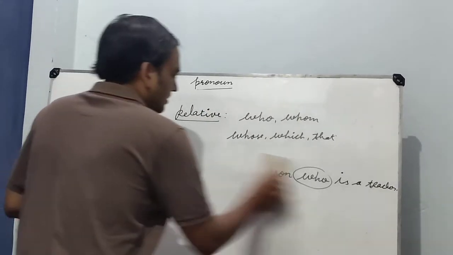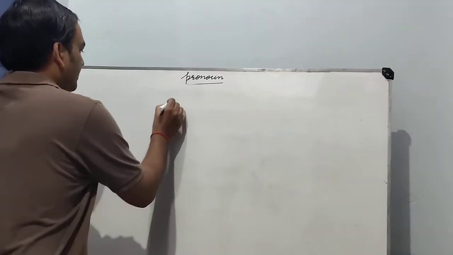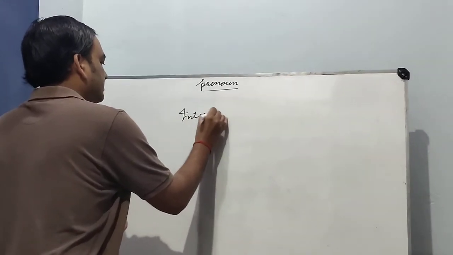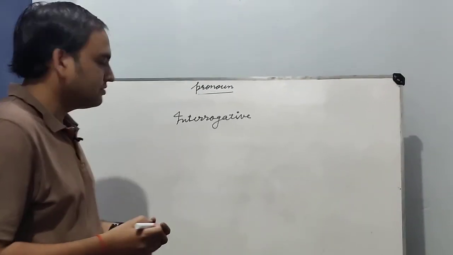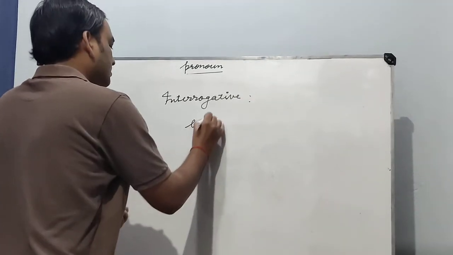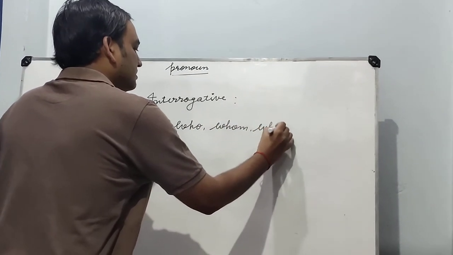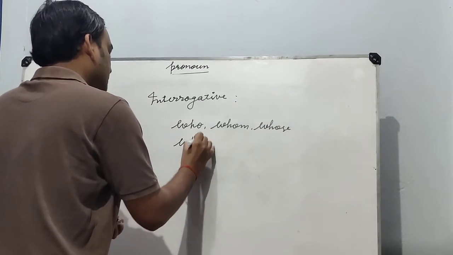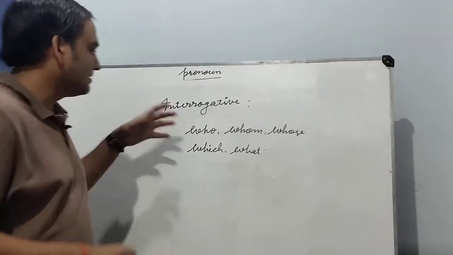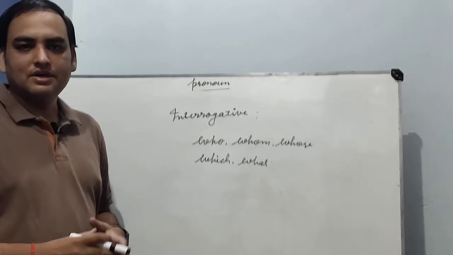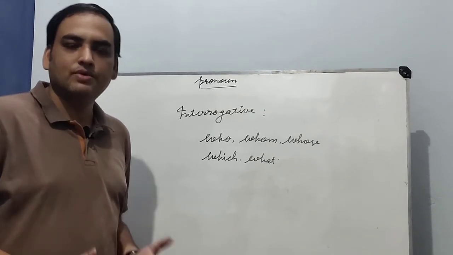Now I come to the interrogative pronouns. Interrogative pronouns means the words who, whom, whose, which, and what. Okay, these are the words used as interrogative pronouns. And what is the interrogative pronoun? We use words to interrogate, or we use words to ask questions.